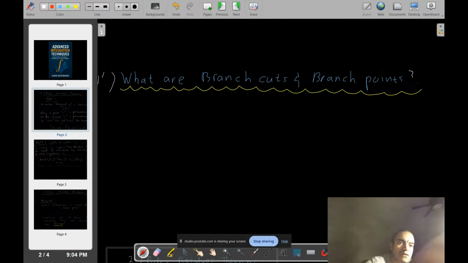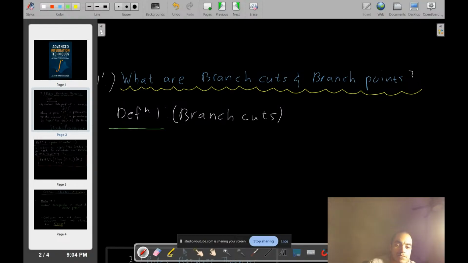I'll put it down here. Okay, so definition of a branch cut. Let's call this definition one on branch cuts. A branch cut is a cut.